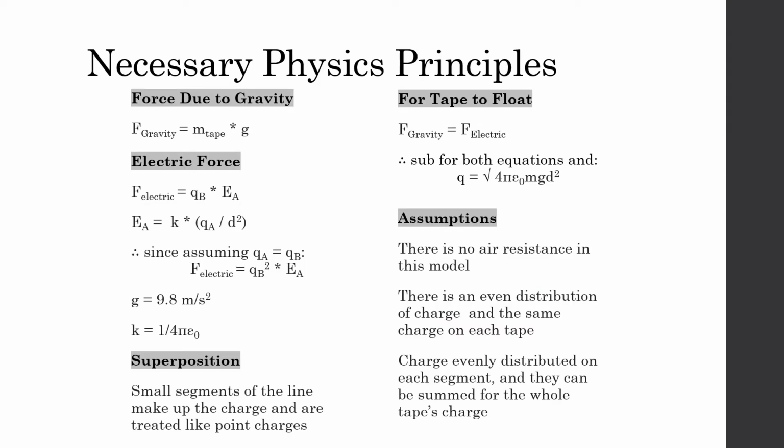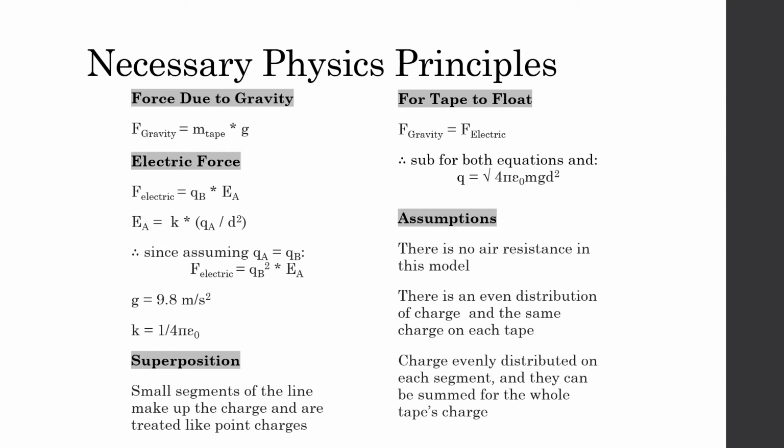Next, here are some necessary physics principles and equations that we needed to know to calculate some values for this lab. First, we have the force due to gravity. Second, we have the electric force, which is equal to charge times the electric field of the source. Then we have the electric field due to a point charge, which is equal to Coulomb's constant times the charge of the point divided by distance squared. Then for lab 1, to find the charge, it was important to know that at the point at which the tape would float, the force of gravity is equal to the electric force.